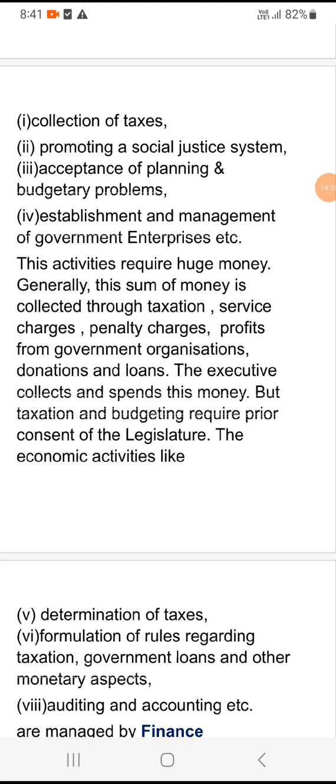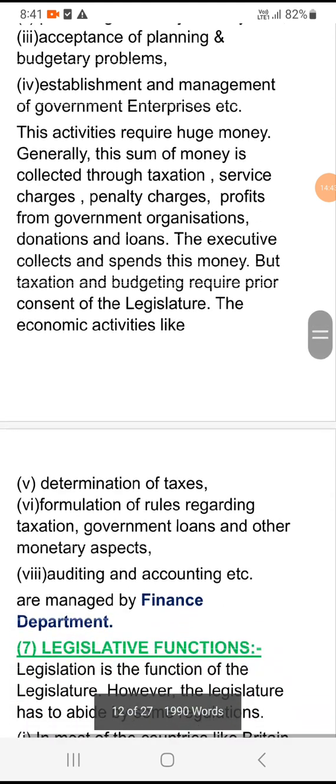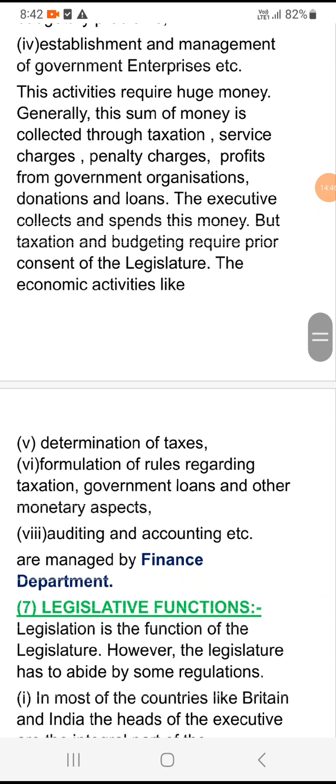The executive collects and spends this money, but the taxation and budgeting require prior consent of the legislature. The economic activities like determining of taxes, formulation of rules regarding taxation, government loans, and other monetary aspects, auditing and accounting, etc., are managed by the Finance Department.